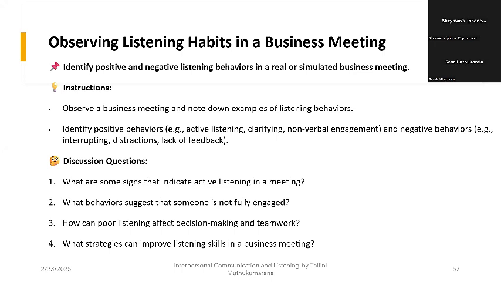Ah, you wrote. Okay. So can you tell me what behaviors suggest that someone is not fully engaged? Scrolling down the phone while someone is talking, and not letting one finish what he says. Very good. Okay. So how can poor listening affect decision making and teamwork? Reducing trust and misunderstanding. Okay, good. What strategies? Take notes, listen with an open mind. Yes, very good. You have done a good job. Okay. So thank you, we'll move on to each of these questions.